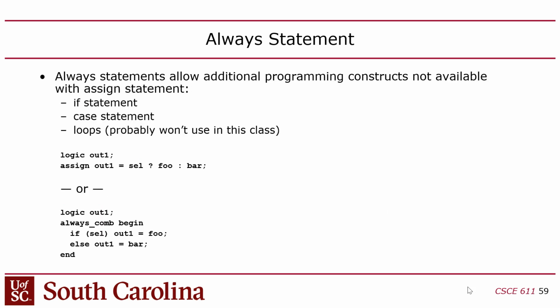So if you have a code that looks like this, where you say assign out equals, and then you just have a ternary statement, right? You could replace this with the equivalent version with an always, which would be always_comb and then begin and end. Now in this case, the begin and end is actually optional because there's only one statement in here. It's the if statement. So you don't actually even need the begin and end. But, you know, in this case, they have it in there.